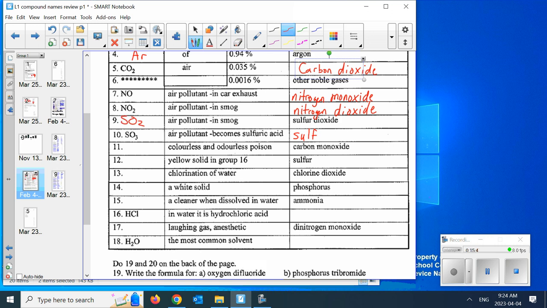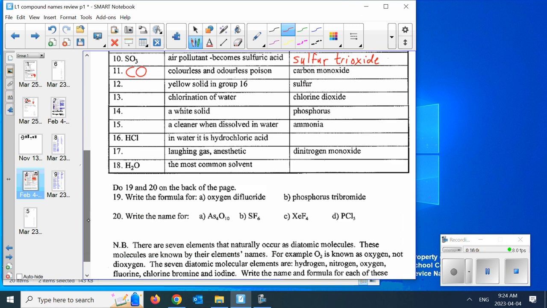Sulfur trioxide. Carbon monoxide, that stuff will kill you, right? That's why you can't idle your car in the garage with the door closed. Sulfur is one of the ones that comes as a group. Chlorine dioxide, ClO2. Phosphorus is another that comes as a group, four in this case.